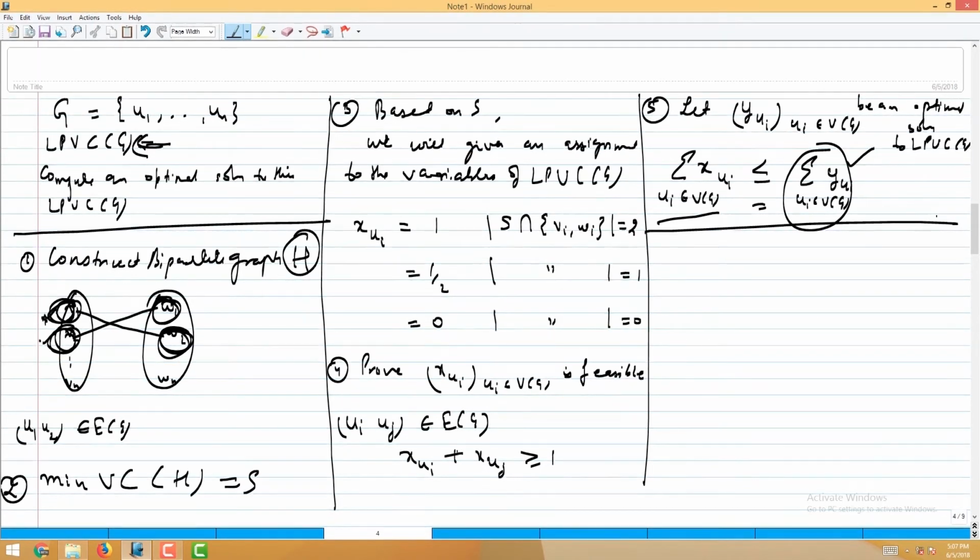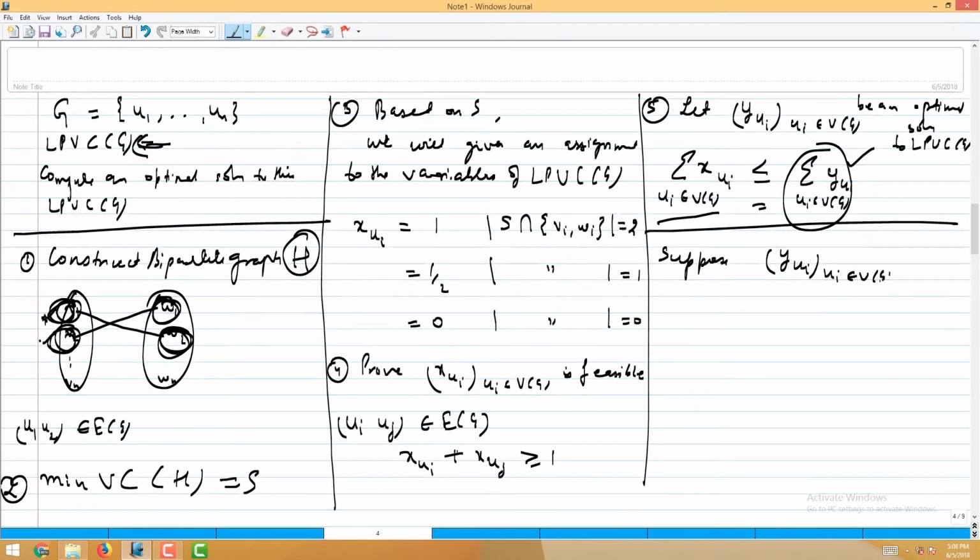Now, how do I show this? For showing this, there are just a couple of simple things that we observe. As she pointed out, if we look at any optimal solution to the LP, its value is at most the vertex cover of the graph, right?